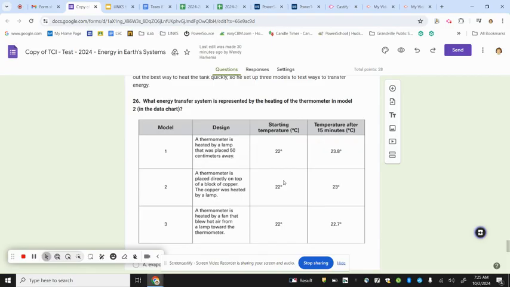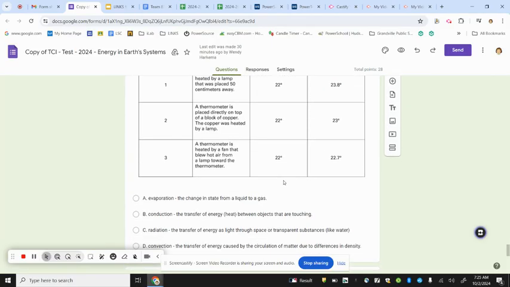In Model 2, a thermometer is placed directly on top of a block of copper. The copper was heated by a lamp. Starting 22 degrees, and after 15 minutes, 23 degrees. Model 3, a thermometer is heated by a fan that blew hot air from a lamp towards the thermometer. Started out at 22 degrees Celsius and ended at 22.7 degrees Celsius.